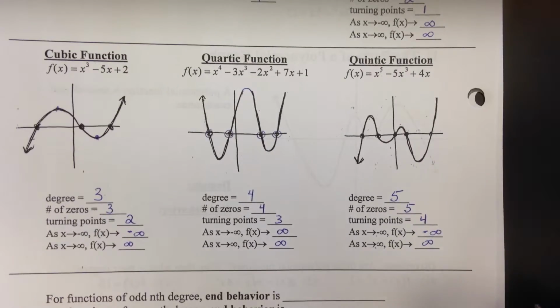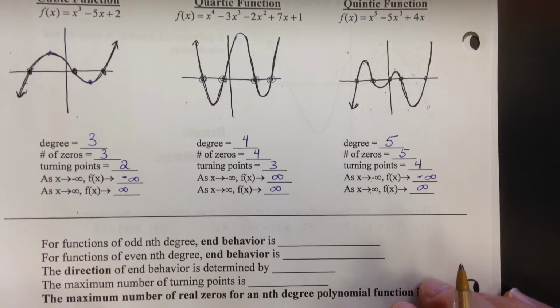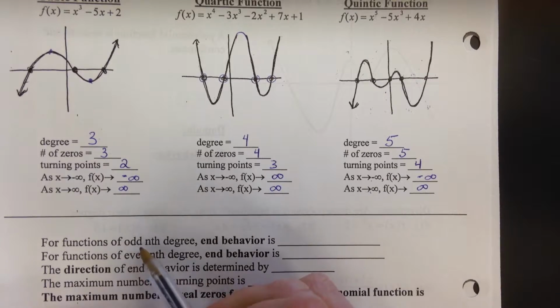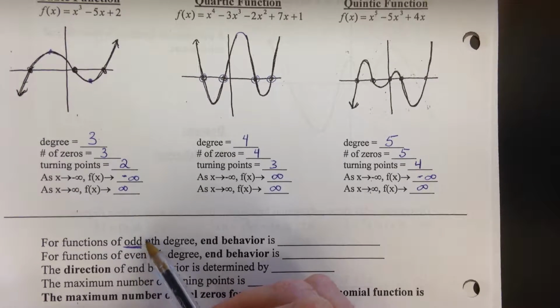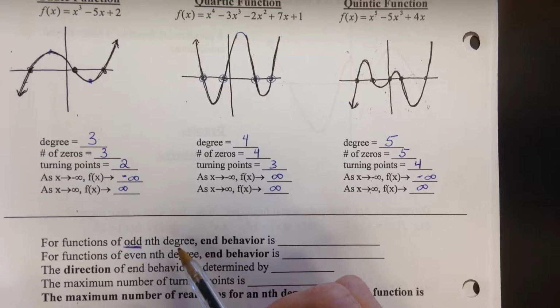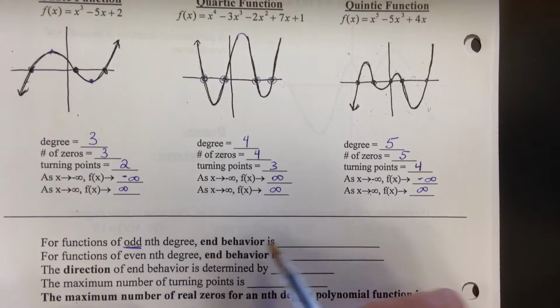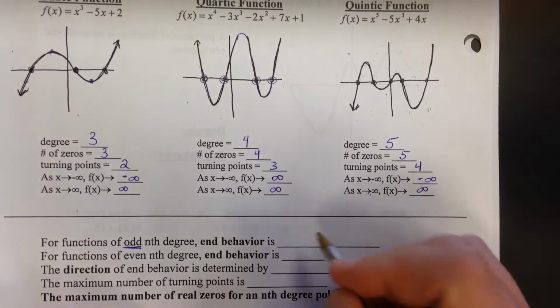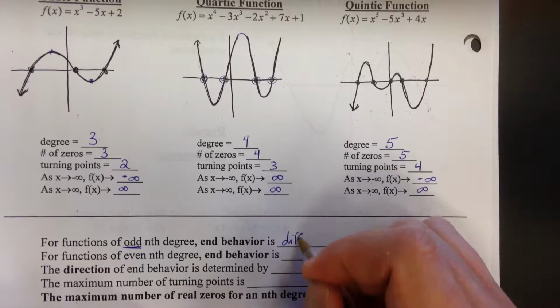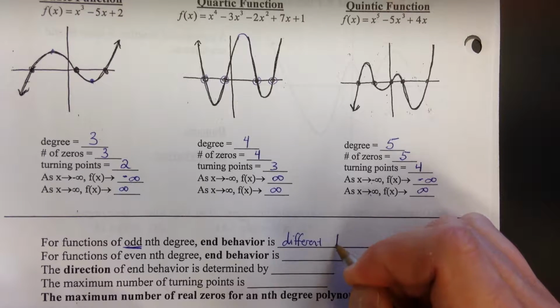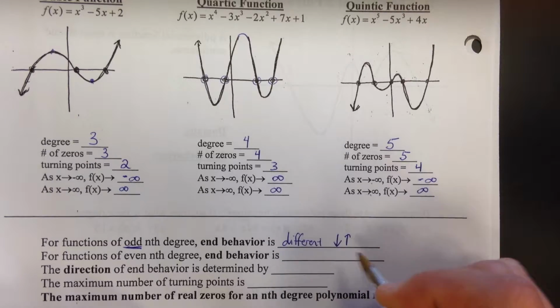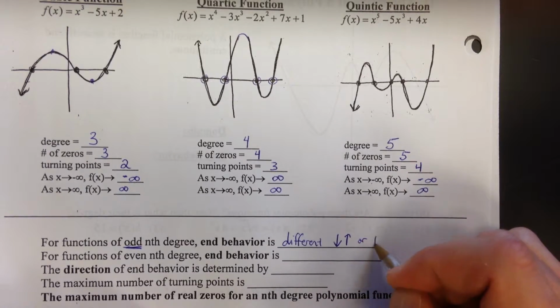Okay, so here are the things that we want to summarize here. When your function is an odd degree, so when it's to the first, to the third, to the fifth, notice that the end behaviors are different. It's either going down and then up, or it's going up and then down.